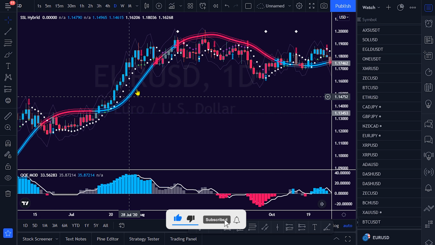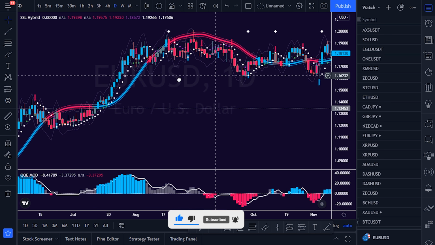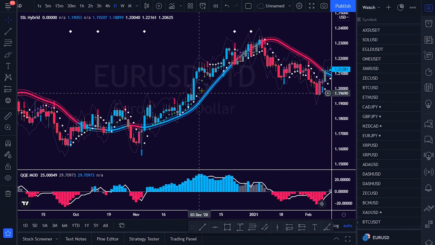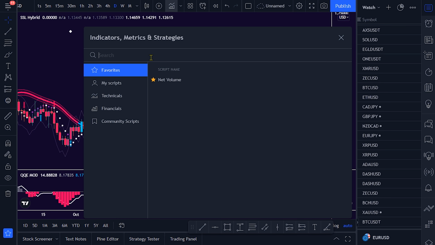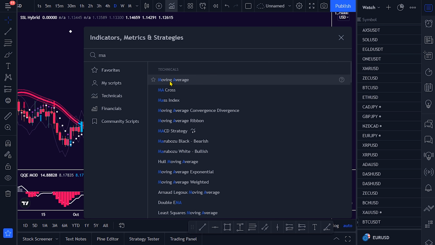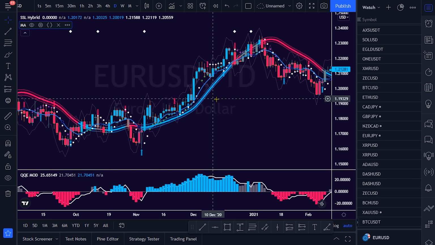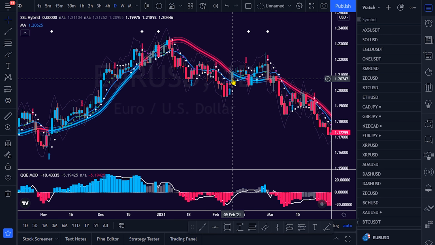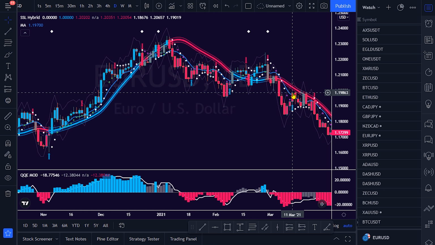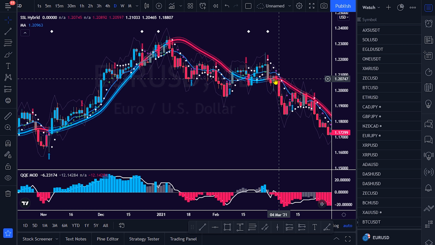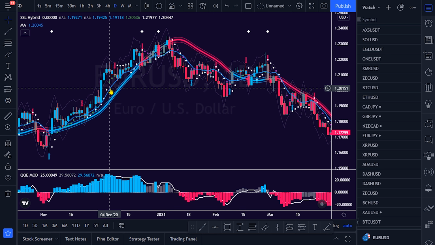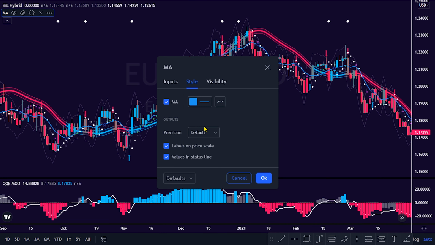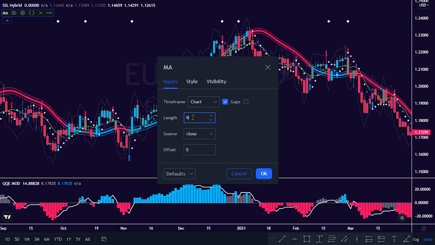Let's add this indicator to our trading chart. As we can see, this trading indicator is displayed on the price chart as an overlay trading indicator, while the third indicator is the MA. Let's add this indicator to our trading chart. As we can see, this trading indicator is also an overlay trading indicator that appears on the price chart. For easy identification between the MA and the SSL hybrid indicator, let's change the color of the MA to be green.